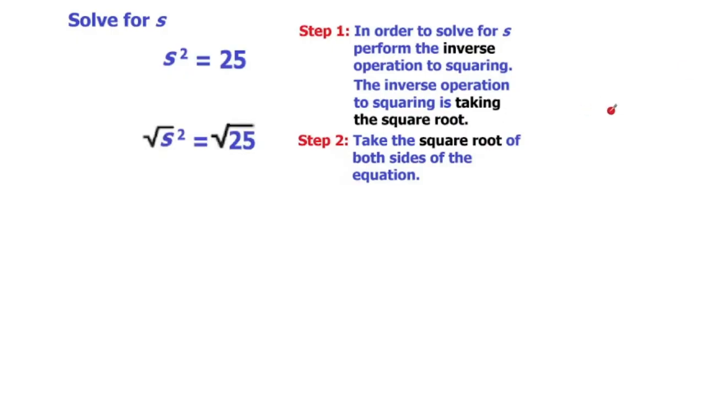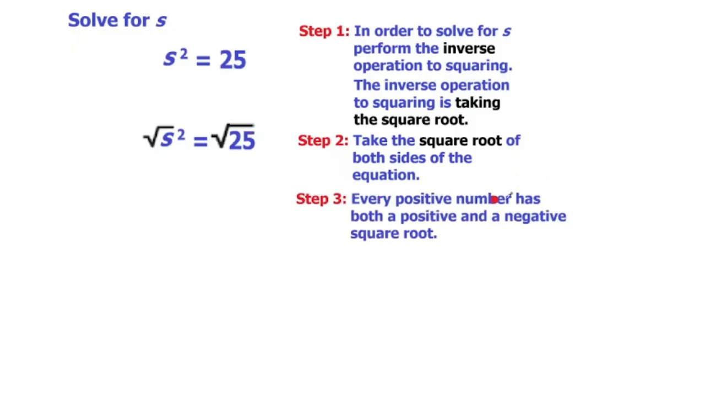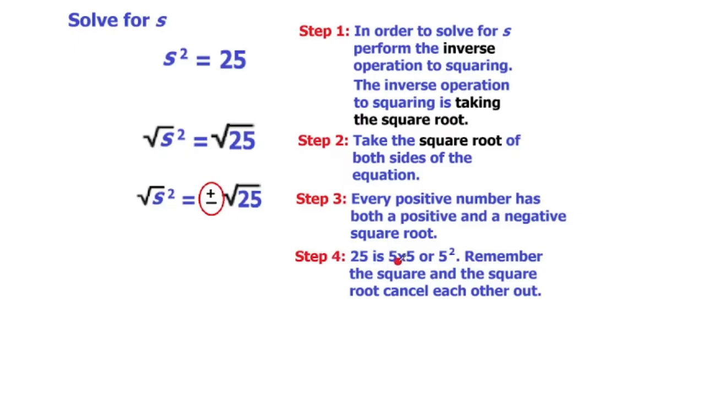How does that look? So we take the square root of both sides of the equation, okay? S squared is underneath the square root sign, and so is this 25. 25 is now going to be a square root. So we know that every positive number has both a positive and a negative square root. Okay, so positive 25 will have a positive and negative square root. So we have to put this here, positive and negative, in front of the square root sign, and I'll explain in a second. So 25 is 5 times 5, or 5 squared.